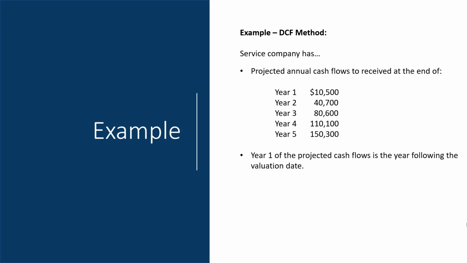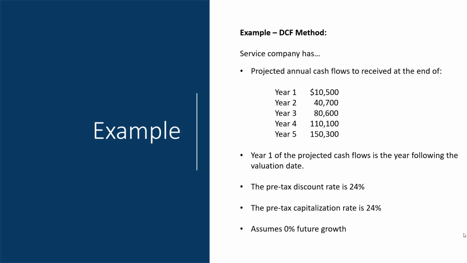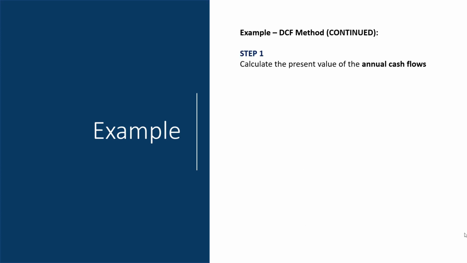But moving on in this example, year one of the projected cash flows is the year following the valuation date. Let me be very clear: if today's the valuation date, year one is a year out from now that's going to be discounted back. For this example, we're going to use a pre-tax discount rate of 24%. And we're also going to assume that the capitalization rate is 24%. This assumes that there's zero future growth, and that's usually rare. But for this example, we wanted to keep it simple and straightforward. So here there's zero future growth.